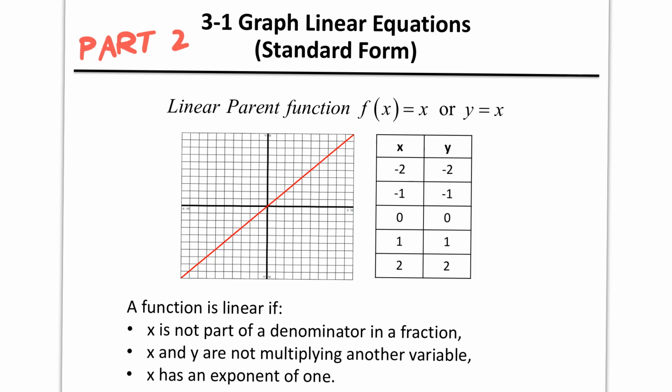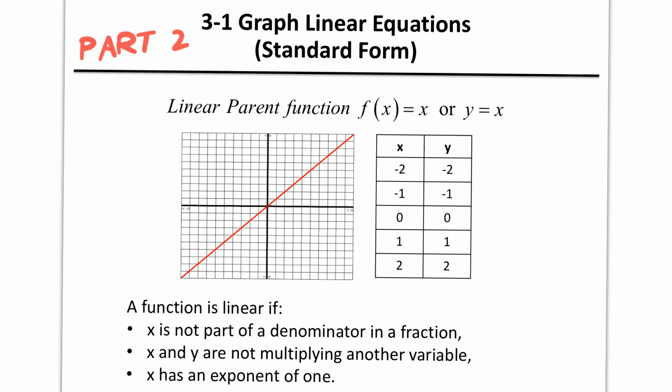So let's look at the bottom of the screen just to know when a function is linear. When x is not part of the denominator in a fraction, you can say it's linear. When x and y are not multiplying another variable or each other, it's a linear function. And when x has an exponent of 1. All those things need to happen at the same time to say that it's linear.